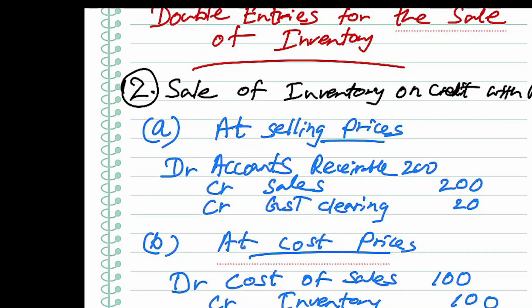Then what is part B? Yes, at cost price. Is it just the same? Same. Cost price, same. I made a mistake. It's not 200, it's 220, okay?